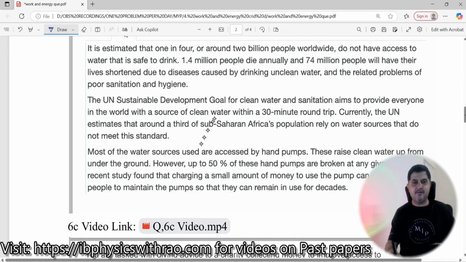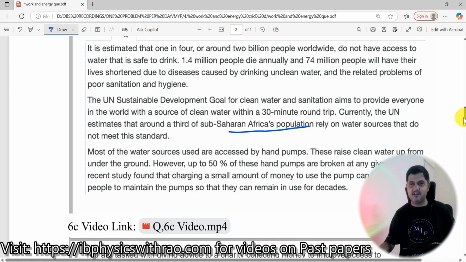And the UN SDG for clean water and sanitation aims to provide everyone in the world with a source of clean water within a 30-minute round trip. Currently, the UN estimates that around one third of the sub-Saharan African population rely on water sources that do not meet this standard. One third of the total population is too high. So many people are not getting clean water. This is really questionable, and we need to think about how to provide that. Not in India, but over here it says a third of the sub-Saharan African population.